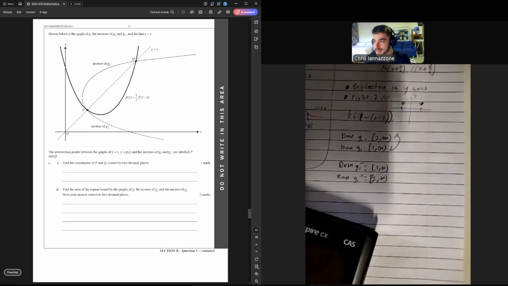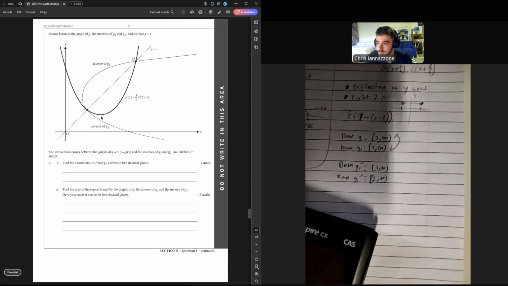Now we get into the fun part, C(i), finding the coordinates of P and Q. So what's going on here? Well, we have g of x plotted on our graph. We also have the inverses of g1 and g2 plotted on that graph. The reason why there had to be two individual inverses there was because the inverse can only ever be a one-to-one function. And so if you were to find the inverse of what appears to be a parabola, you would get a parabola pointing in the x direction as opposed to the regular parabola that would point in the y, and that would not be a one-to-one function.